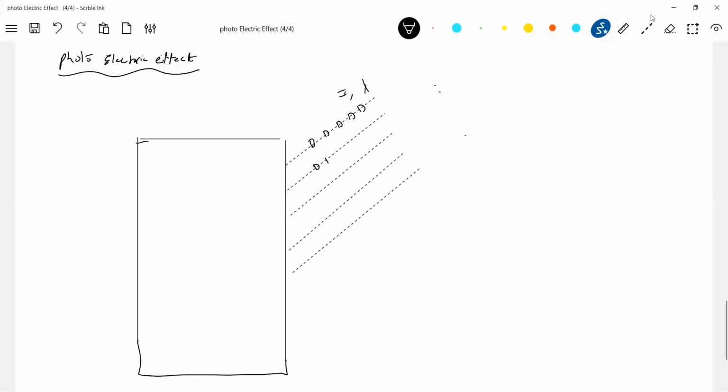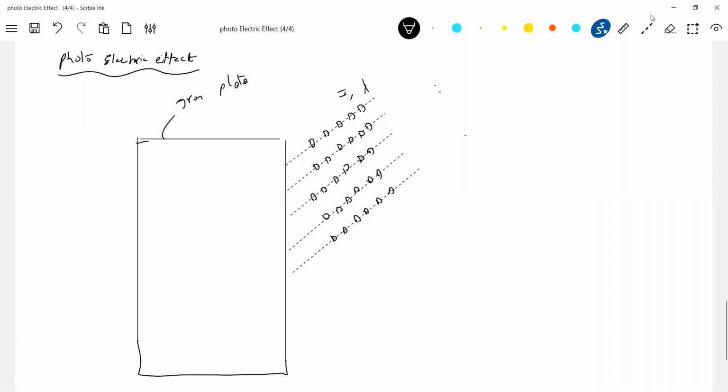Now once again, just to have that imagination, I'm showing some shape. We are not sure about that particular shape. So these are the photons. All photons will have the same energy and the same momentum. And there is an iron rod or iron plate, anything you can take.